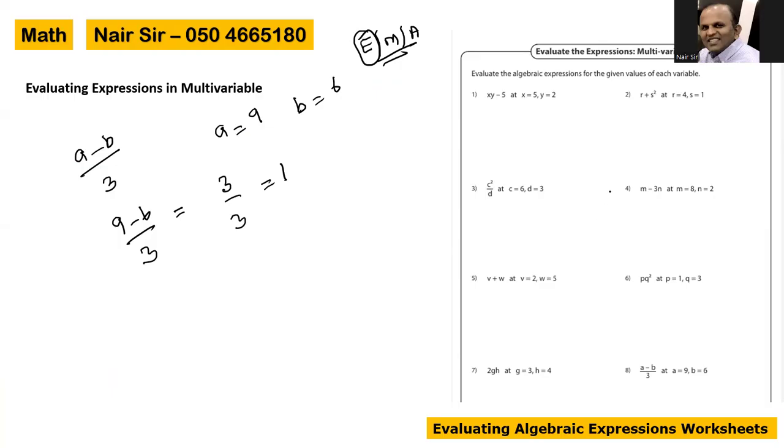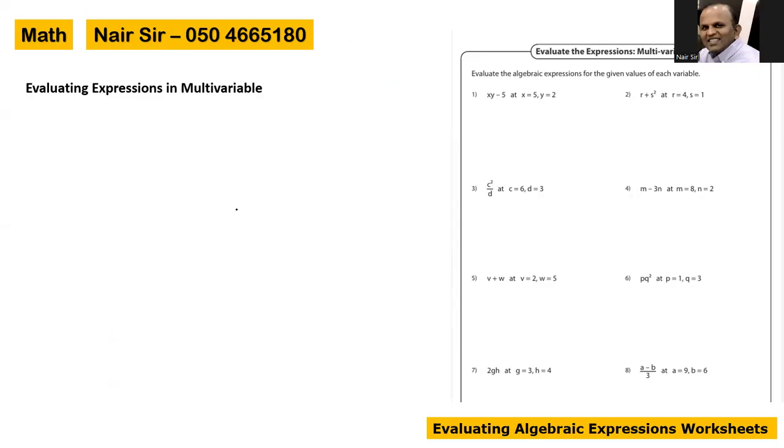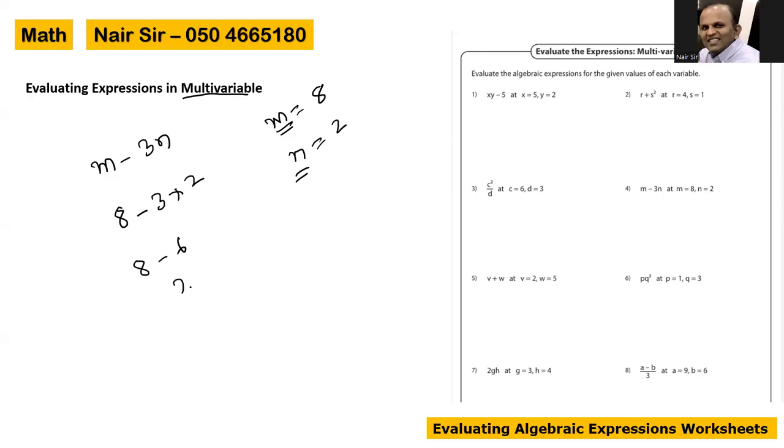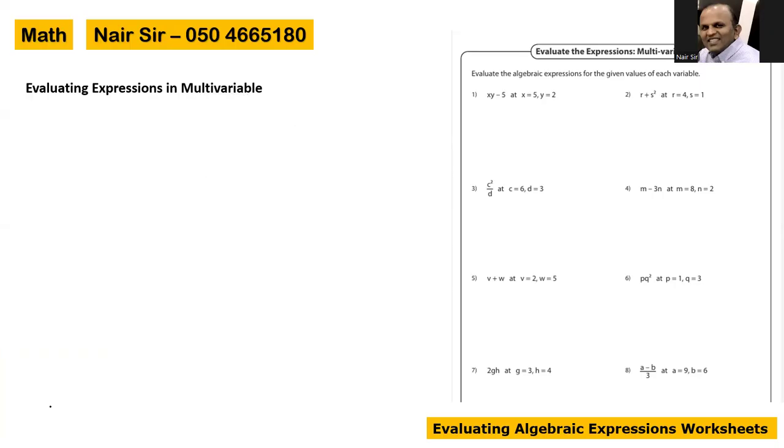Okay, let me address question number 4. Let's erase this off. m minus 3n, where m is equal to 8 and n is equal to 2. Remember one thing, multiple variable. Why am I talking multiple variable? Because m and n are variables. So m is equal to 8, minus 3 into 2. That makes it 8 minus 3 twos are 6. 8 minus 6 is 2. Simple. Let's go to the moderate questions now.